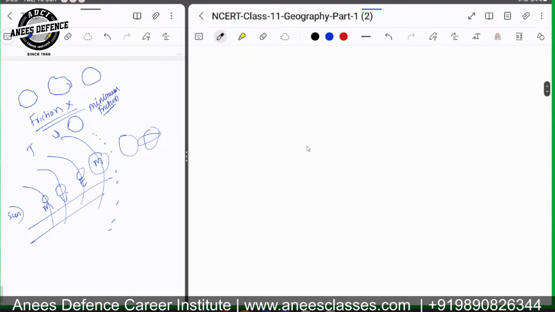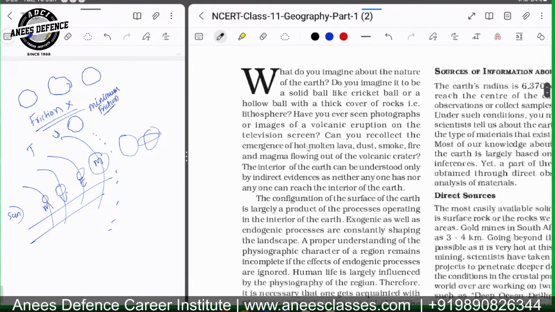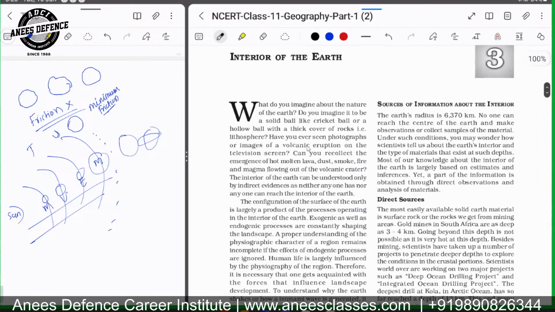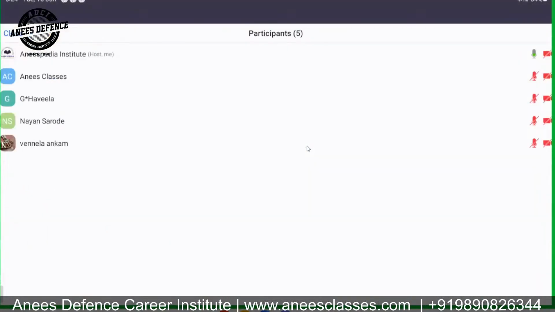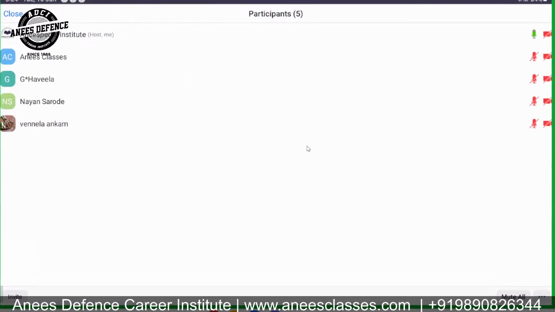So we'll jump to the next, that is the interior of Earth. You know we have studied the interior of Earth. Yes or no? Let me see if anyone is there. If you want to continue, I can continue with that, but we have already covered it. Some of you just unmute yourself and let me know whether we should continue with the interior of Earth chapter, because I have completed it. If you want, I can complete.